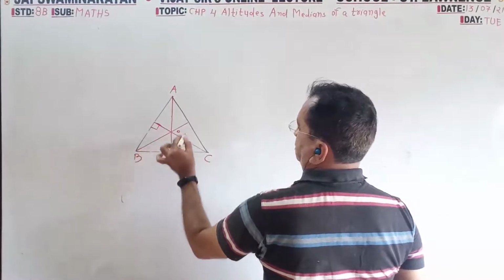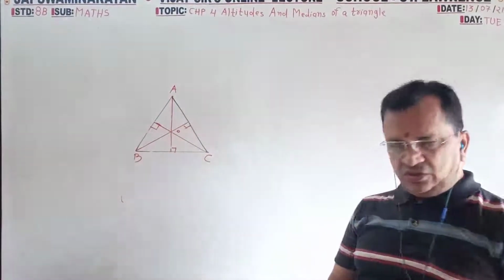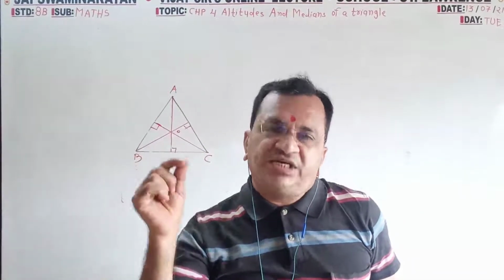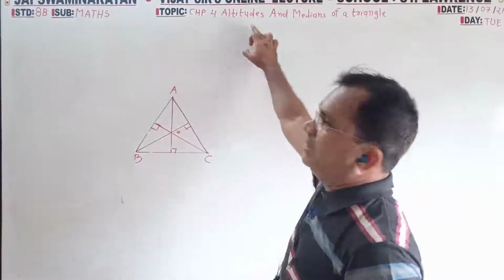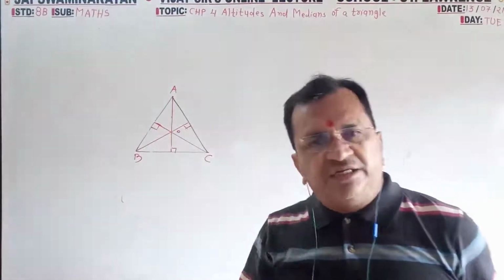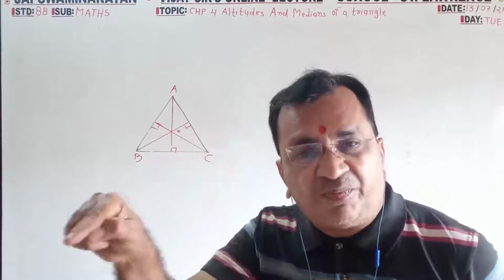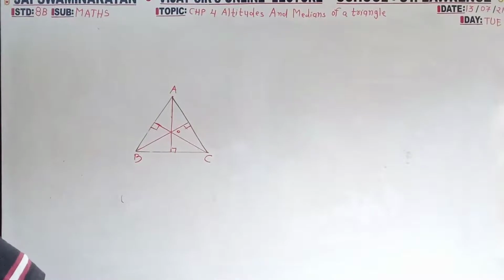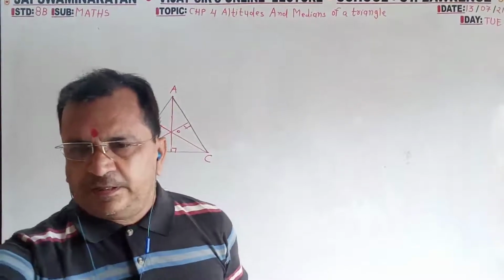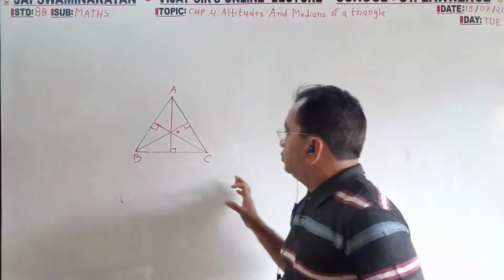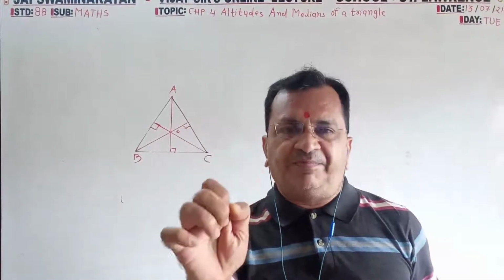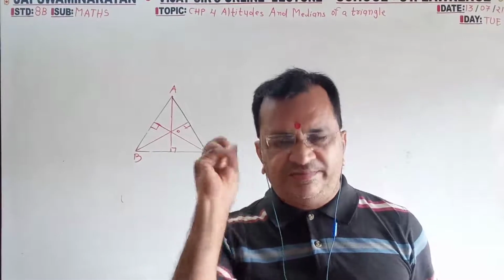This is perpendicular, this is perpendicular. So from the vertices, to draw a perpendicular line on the opposite side, that is the altitude of the triangle. How many altitudes can you draw? Because 3 vertices, 3 opposite sides, you can draw 3, not more than that. And all 3 will pass through a single point. If all 3 are not passing through a common point, your diagram is wrong.